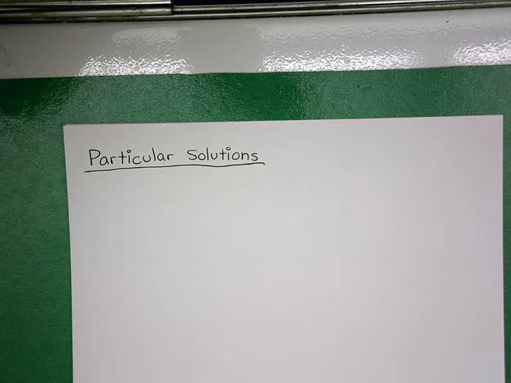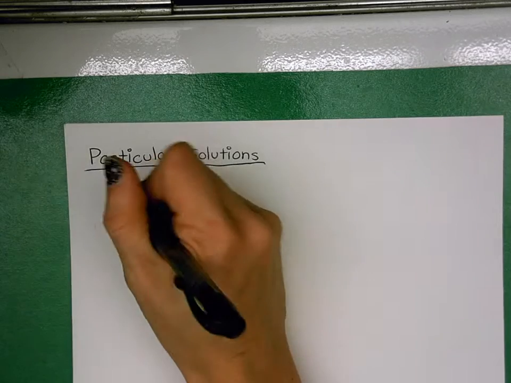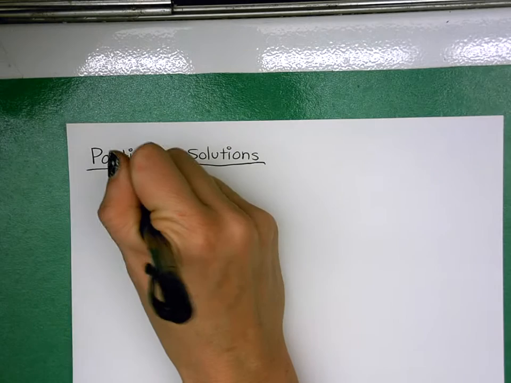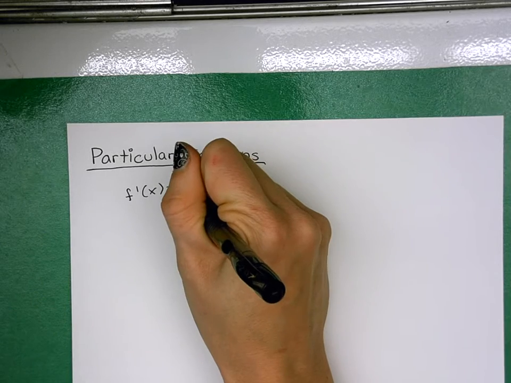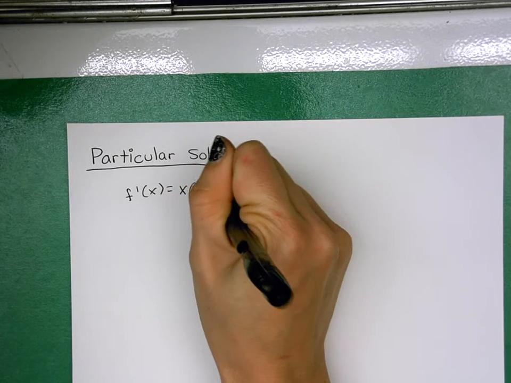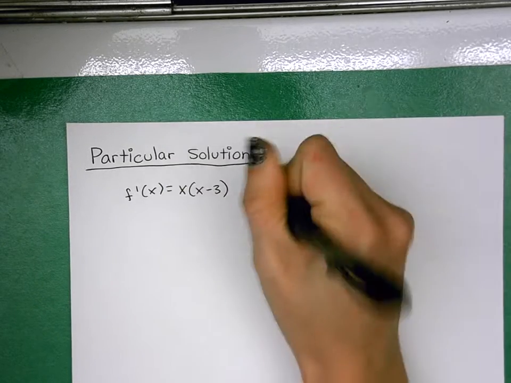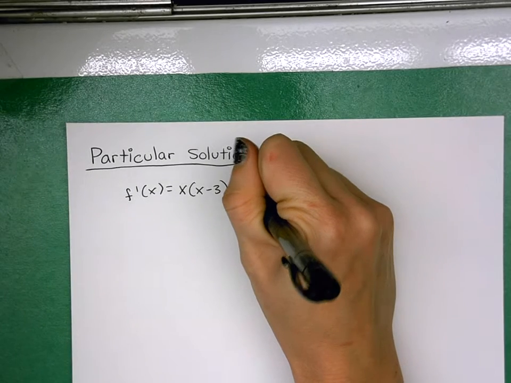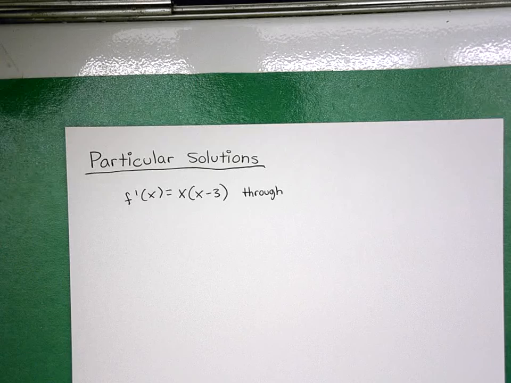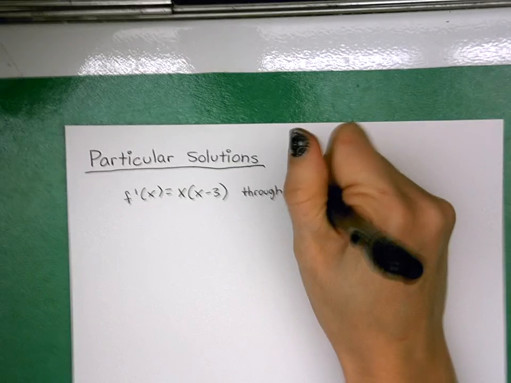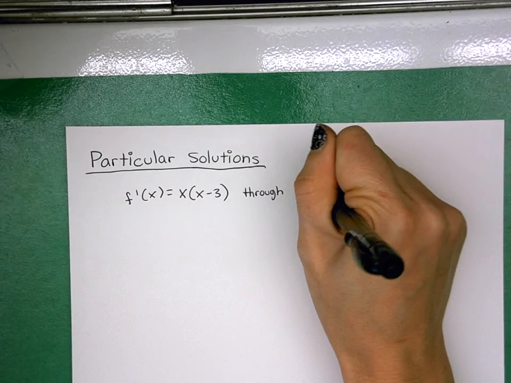Okay. So our instructions for these ones are going to say something along the lines of find the particular solution for f prime of x equaling, and then something maybe like x times the quantity of x minus 3. And then it'll be through the point, or containing the point, or something along those lines, but a point, negative 3, 2.